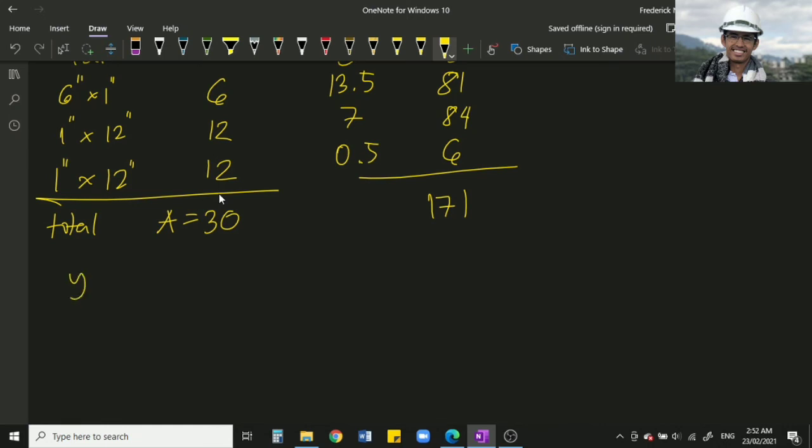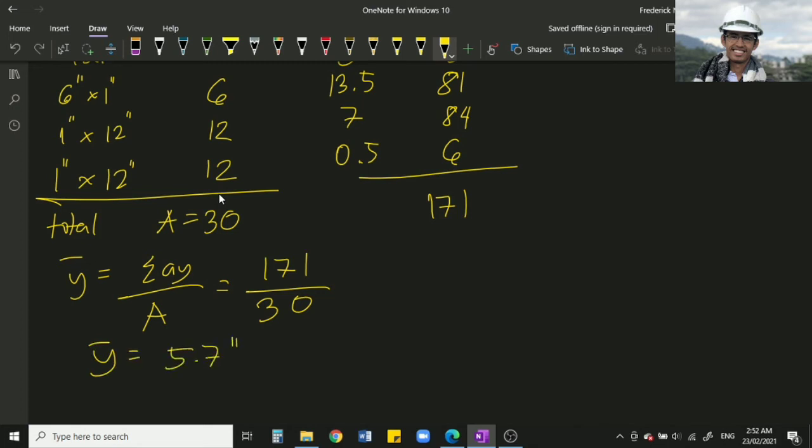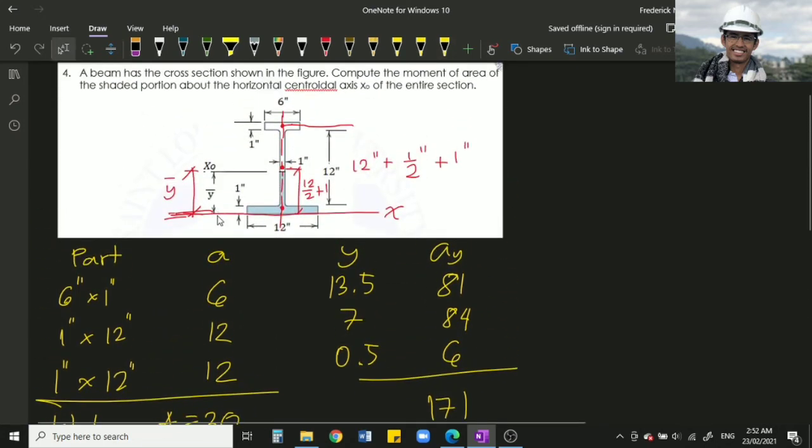So, our bar Y will be the summation of AY over total area. So, that will be 171 over our area, which is 30. So, our bar Y is equal to 5.7 inch. So, 5.7 inch above the base of the cross section. Okay? So, our bar Y is equal to 5.7 inch.